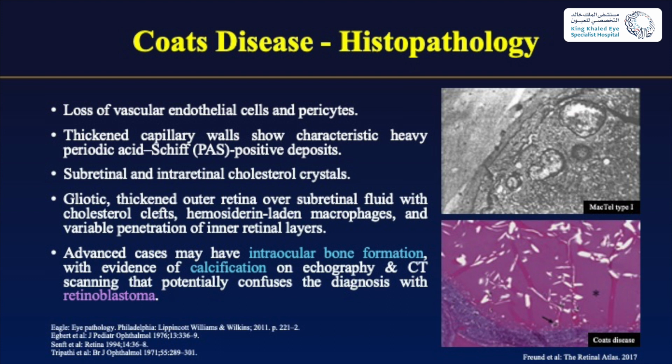Other findings in histopathology of Coats disease are a gliotic and thickened outer retina over the subretinal fluid. Sometimes you might see pigment-laden macrophages, as you can see here, and the arrow is pointing to pigment-laden macrophages. In advanced cases of Coats disease, we might also see intraocular bone formation and calcification, which might also be confused with the diagnosis of retinoblastoma.